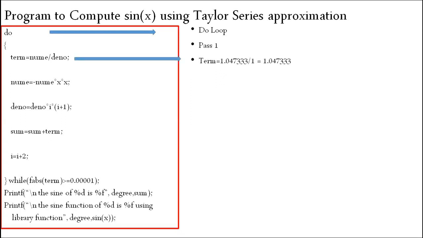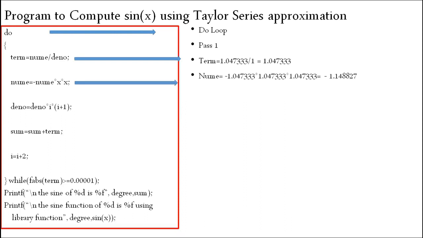So do while loop. We'll see the first pass. As I said, term is equal to numerator by denominator. So here we are going to take a variable called term, where term is equal to numerator by denominator. The numerator is initialized as x, what I showed in my previous slide, where x to the power of 3 should come here. First I'll assign numerator by denominator. My numerator value is 1.047333, divided by denominator. Denominator is initialized to 1. Whatever value you divide by 1, the same value will remain, and the term will be updated to 1.047333.